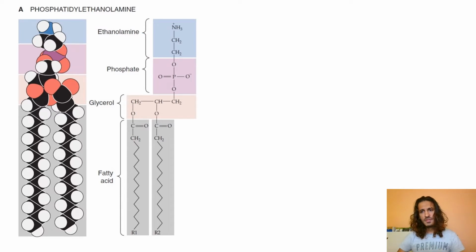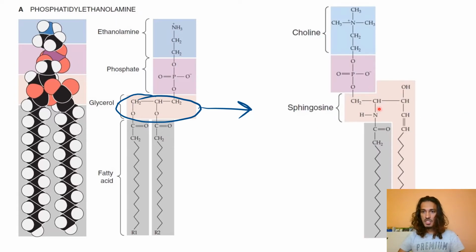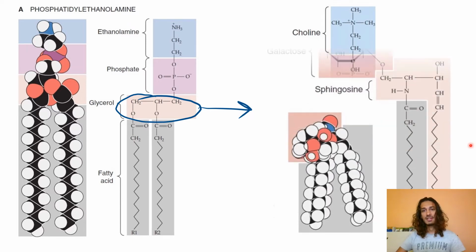Apart from phosphoglycerides, what else are there? I told you this is glyceride based. Now, if we replace the glycerol with sphingosine, you can see the structure of sphingosine here. Everything else is the same: phosphate, fatty acid chain, and here you can see choline. So this is a sphingomyelin: glycerol replaced with sphingosine, with a phosphate and fatty acid chain, and a choline.